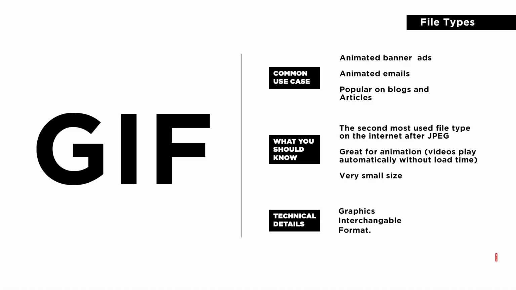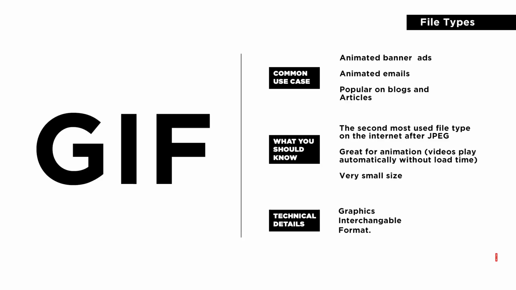Then we also have GIF. GIF stands for Graphical Interchange Format. It's used in animated banner art and animated emails. It's also popular on informal blogs and articles. The second most used file on the internet after the JPEG is the GIF. Please remember, the second most used file on the internet after JPEG is GIF. It is also great for animation videos that play automatically without loading time at all. It is easily portable and very small in size, usually around 150 kilobytes.